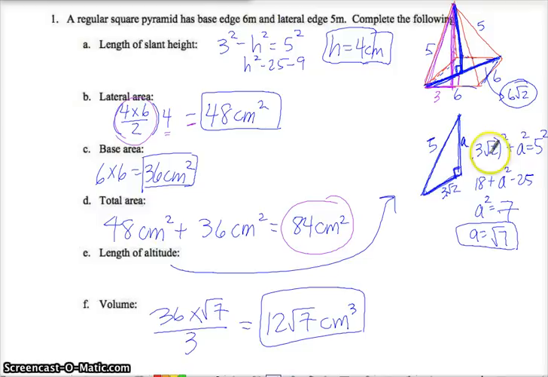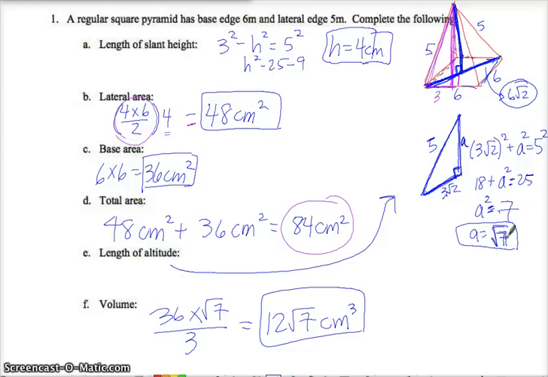So if I square 3 root 2 and then add it to a squared, it equals 5 squared. Well, 3 squared is 9, 9 times 2 is 18. So 18 plus a squared equals 25. Subtract 18 from 25, I get 7. So the altitude is the square root of 7. Okay, that's just the altitude.